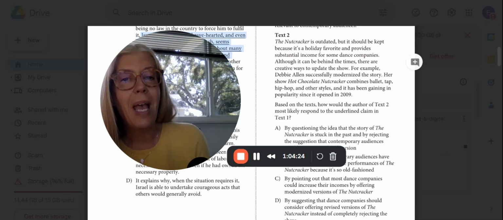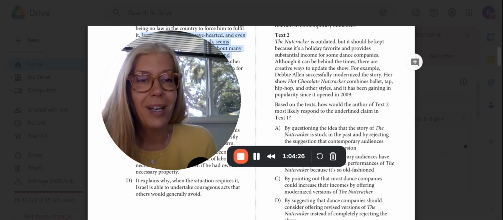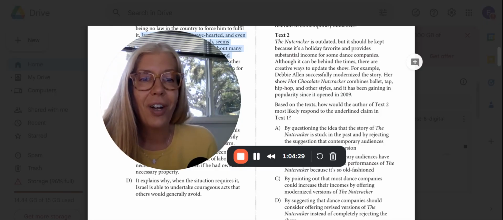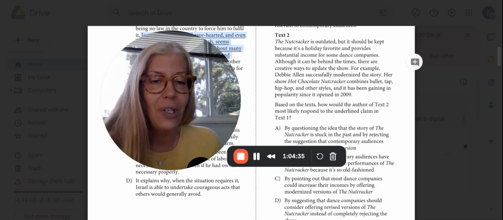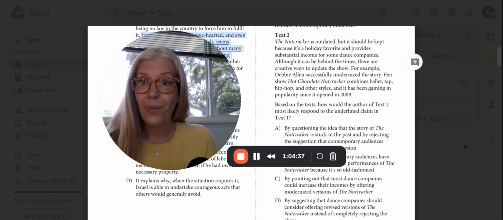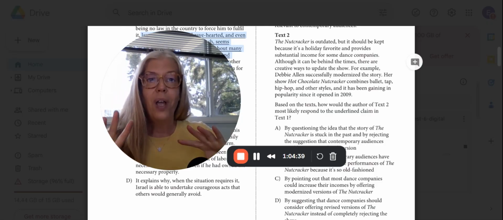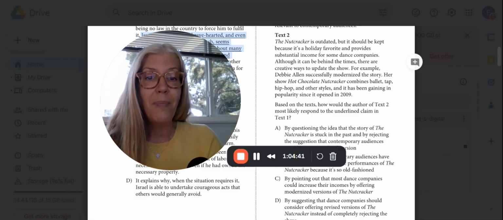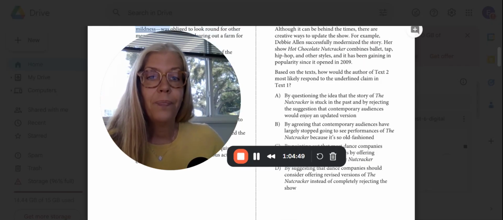For example, Debbie Allen successfully modernized the story. Her show, Hot Chocolate Nutcracker, combines ballet, tap, hip hop, and other styles, and it has been gaining in popularity since it opened in 2009. Okay, so exactly that, yes. So we should keep it. It can be modernized and has been gaining in popularity. Opposite, exact, right? So we're going to take that and look for our answer.